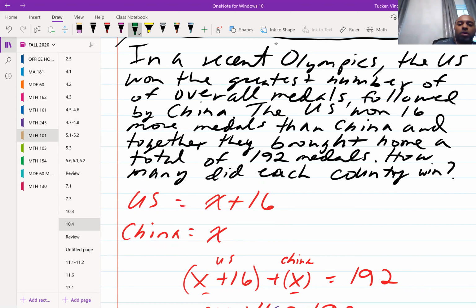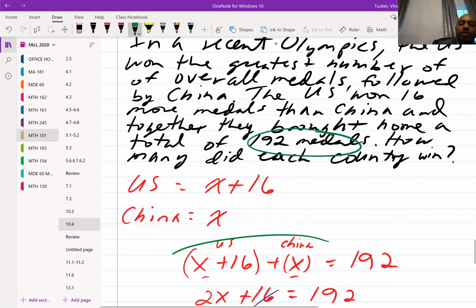Together, they brought home 192 medals. So in other words, if I add the U.S. medals and add China's medals, that would be equal to 192. All right. So that's our setup.